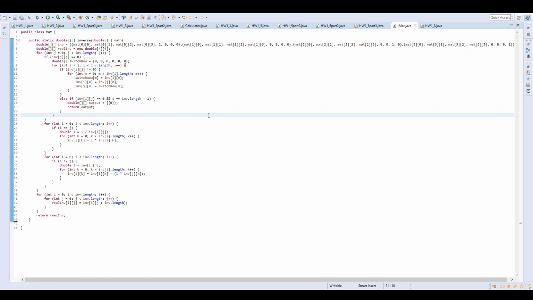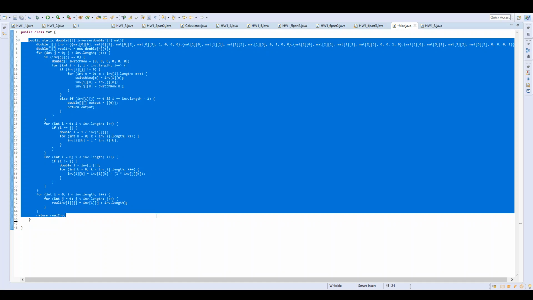So I have programmed some even more matrix functions. First, here I have a class that I made. It's called mat, which is short for matrix, and in it I put the code for my inverse matrix that I copy and pasted from 1.6.